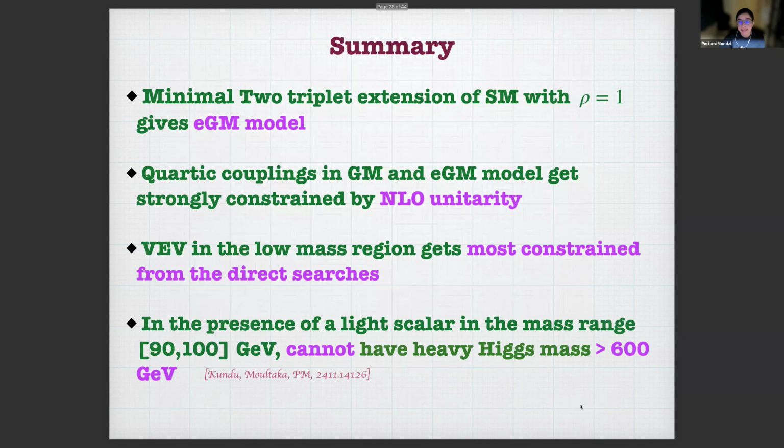So here comes the summary. We say that the minimal two-triplet extension of the standard model with rho equal to 1, which was assumed in the Georgi-Machacek model, is not the Georgi-Machacek model itself; the minimal model gives rise to the extended Georgi-Machacek model. We do not assume any symmetry on the potential, but the minimum requirement to impose rho equal to 1 is considered there. The quartic couplings in both models are strongly constrained from unitarity, as we have seen, and also in the low mass region get most constrained from the direct searches. And also, in the presence of a light scalar in the mass range 90 to 100 GeV, you cannot have a heavy Higgs mass greater than 600 GeV in both the models.